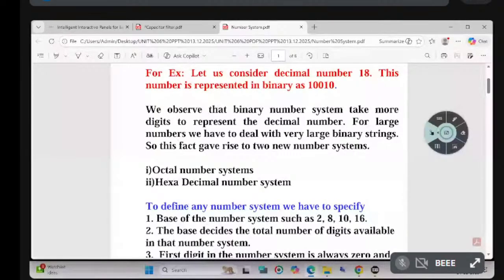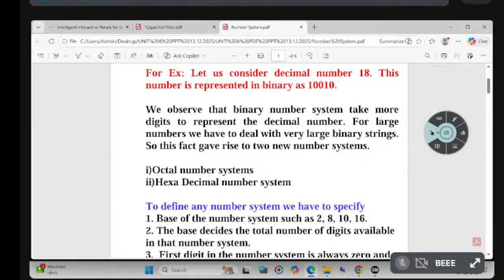Octal and hexa. See, we observe that the binary system takes more digits to represent a decimal number. Example: 1 lakh. The string has become very long, so now I want to reduce the string. For large numbers we have to deal with very large binary strings.